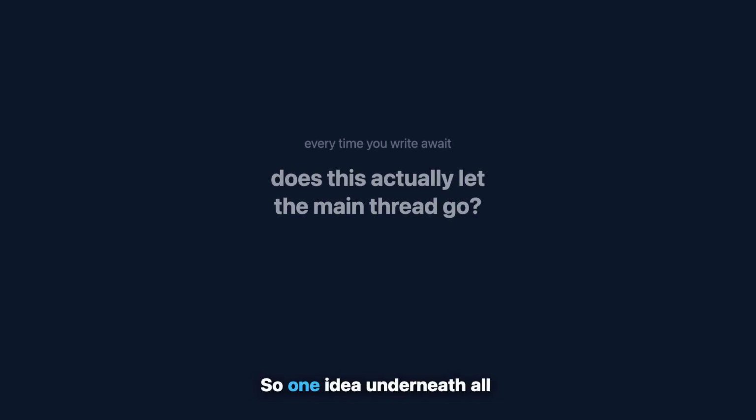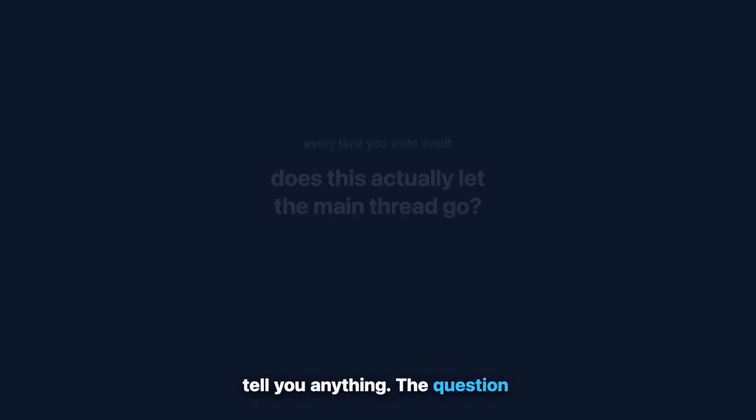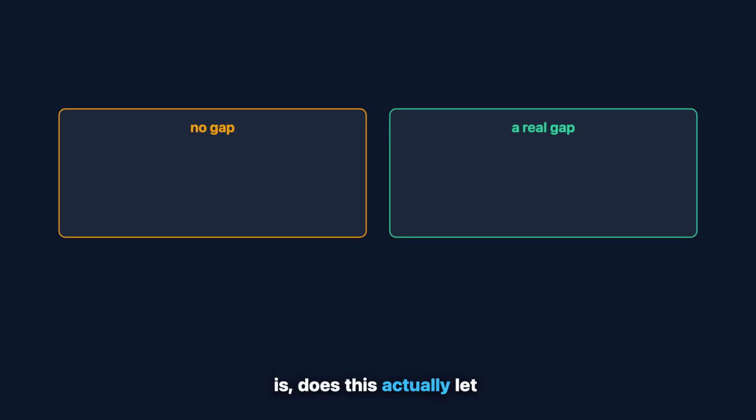So, one idea underneath all 7. For the main thread to respond, to redraw, or to run anything else, your JavaScript has to let go, which gives you the question to carry around. When you're looking at some async code and wondering whether it will keep your page alive, the question isn't, is this asynchronous? Asynchronous on its own doesn't tell you anything. The question is, does this actually let the main thread go?